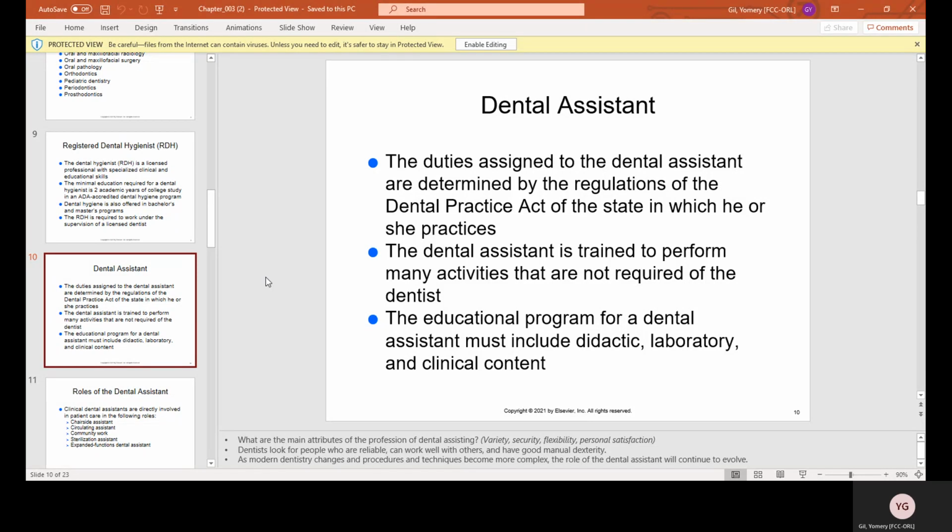Duties assigned to the dental assistant are determined by the regulations of the Dental Practice Act of the state in which he or she practices. The dental assistant is trained to perform many activities that are not required of the dentist. The educational program for a dental assistant must include didactic, laboratory, and clinical content.